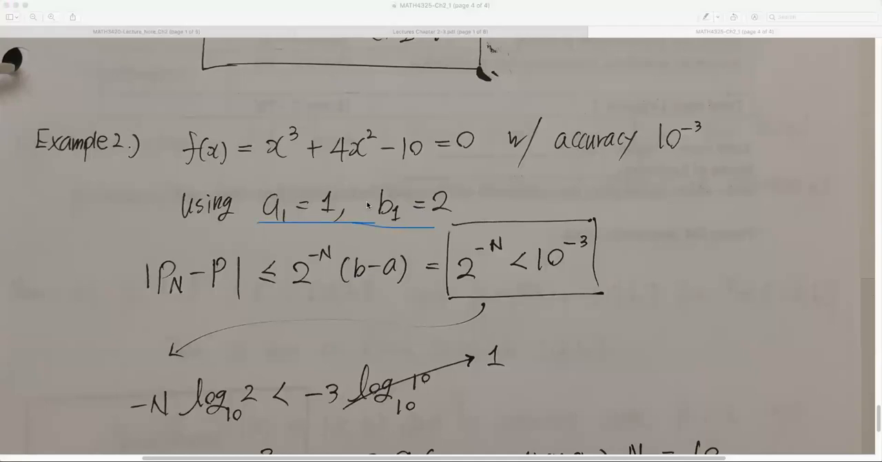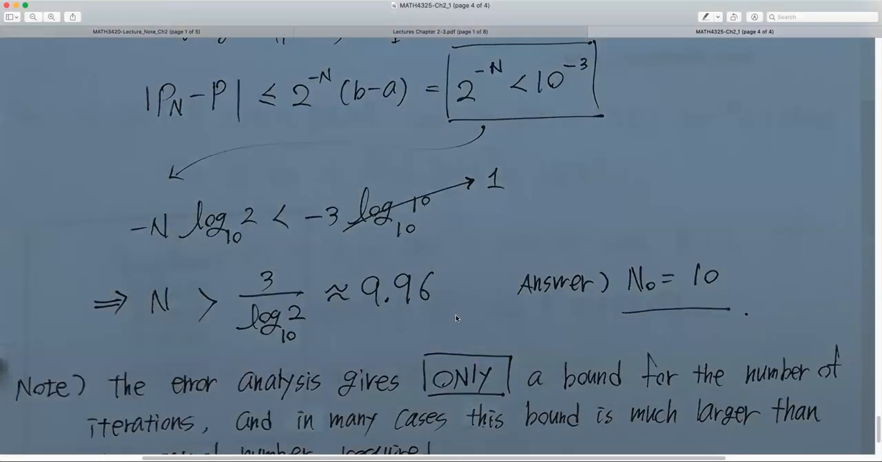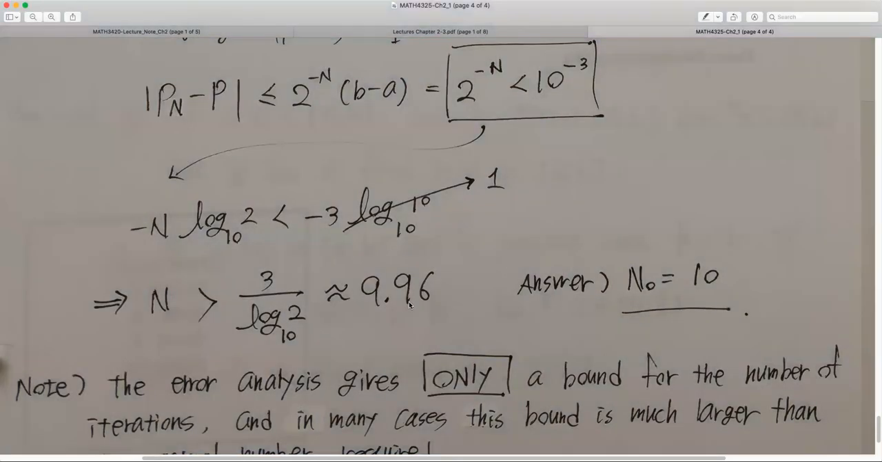So we plug 1 and 2 into a and b. And then we get 2 to the negative n is less than 10 to the negative 3. Solving that inequality, we can figure out the optimal number of iterations. It turns out that n must be, solving that inequality, we get 9.96. But the number of iterations must be an integer, so we can round up.